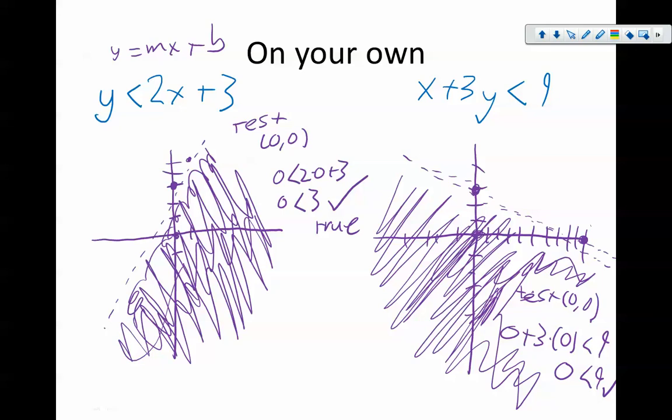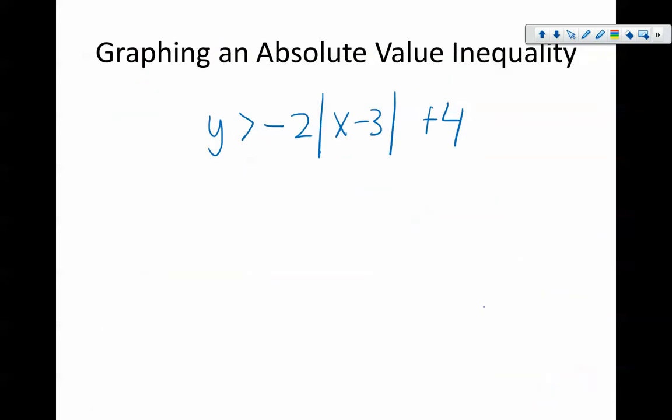All right, so those were the 4 practice that you had to do on your own. If you've got questions, comments, concerns, please make sure that you reach out and figure that out. Okay, otherwise, let's move on here and talk about absolute value inequalities.